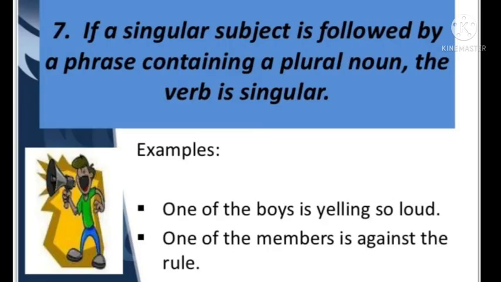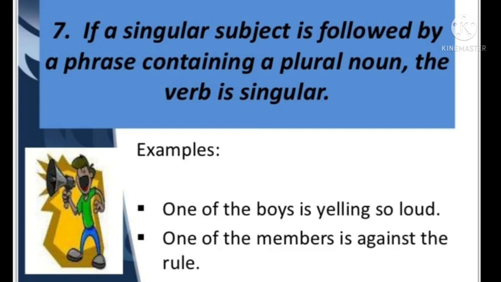If a singular subject is followed by a phrase containing a plural noun, the verb is singular. It's very simple. See the example here. One of the boys is yelling so loud. See, boys is plural. But see, one of the boys means we are just pinpointing a single person. So obviously the subject is singular. That is why we have used there is.